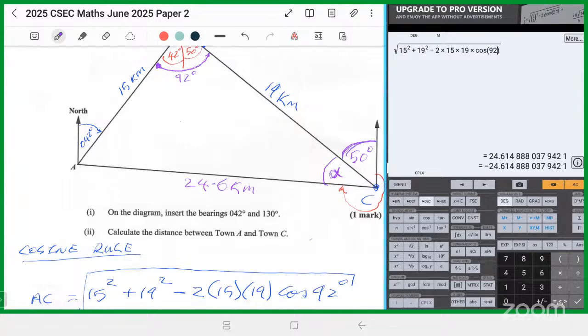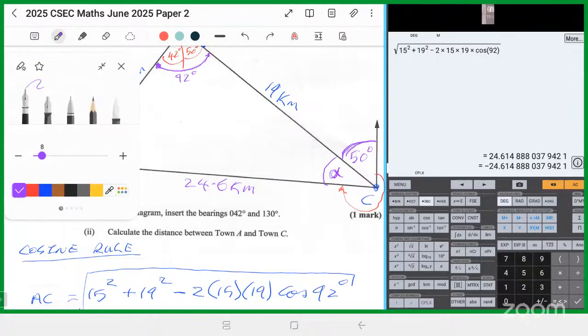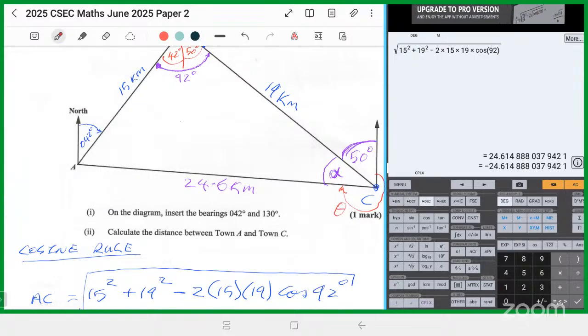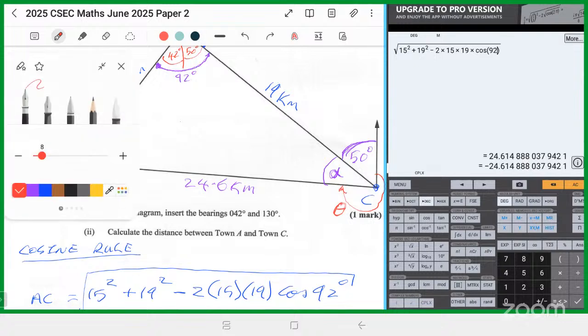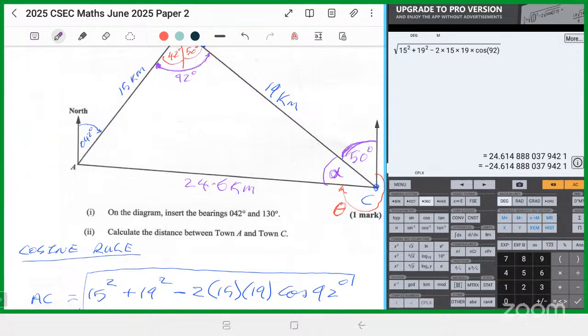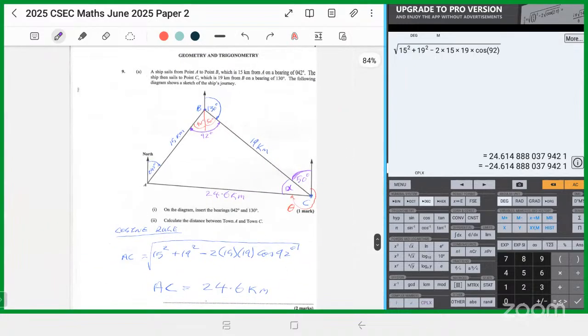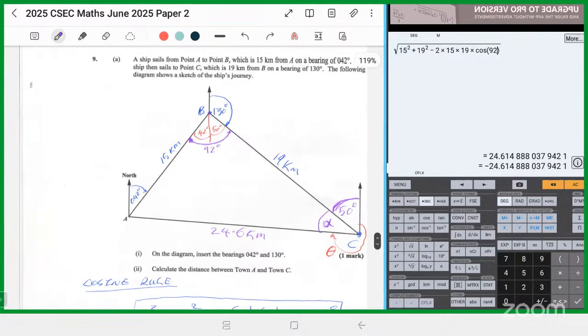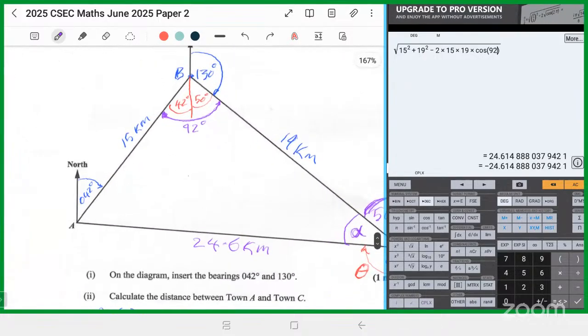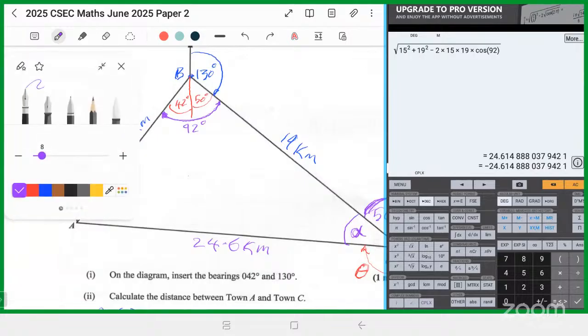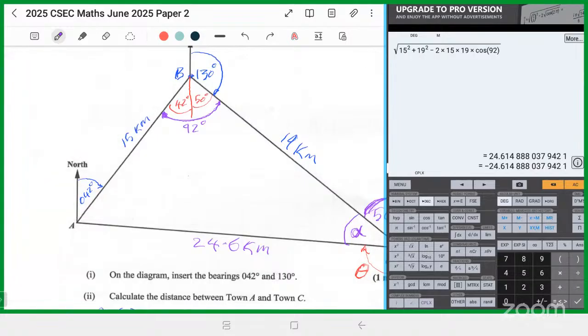This bearing angle, called theta, is going to be 360 minus 50 minus alpha. So we need to find alpha. We're going to find it using the sine rule, not the cosine rule. Sine rule for alpha, so we use an angle and its opposite side.